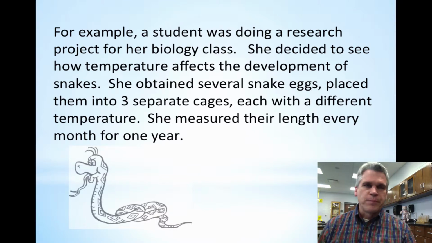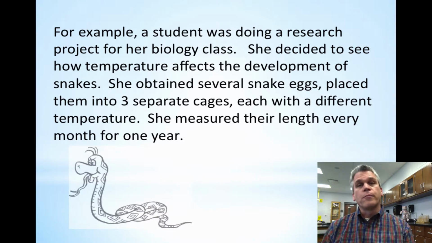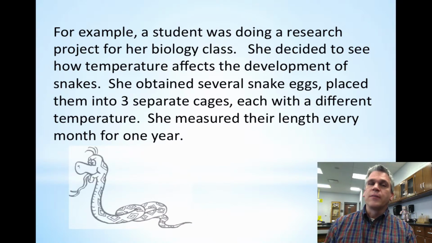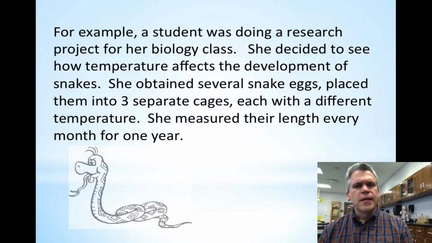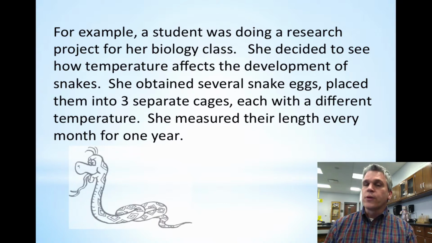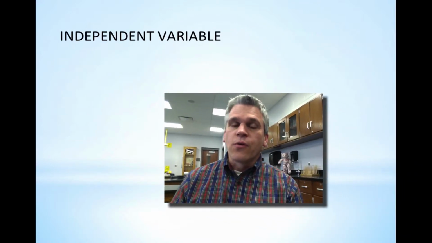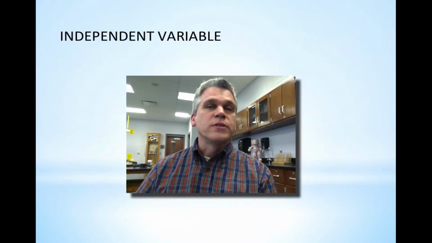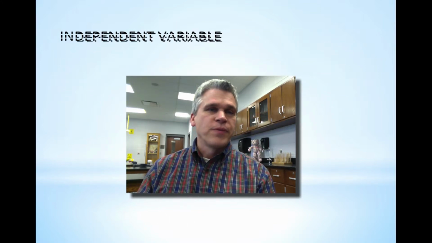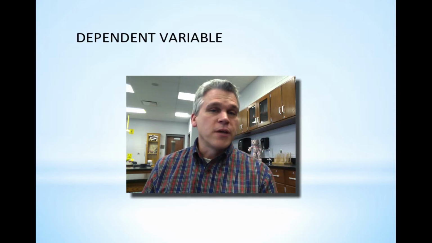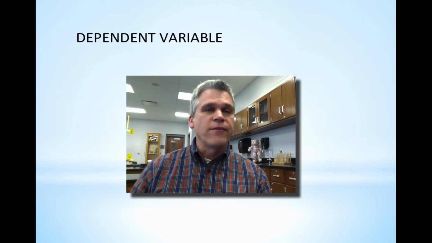So let me give you an example. A student was doing a research project for her biology class, and she decided to see how temperature affects the development of snakes. So she obtained several snake eggs, placed them into 3 separate cages, each with a different temperature. And then she measured their length every month for a year. In this example, the independent variable, of course, is the temperature. Each cage was set up with a different temperature. The dependent variable was the growth that she measured. Every month she would measure their length and then, of course, plot that on a graph.